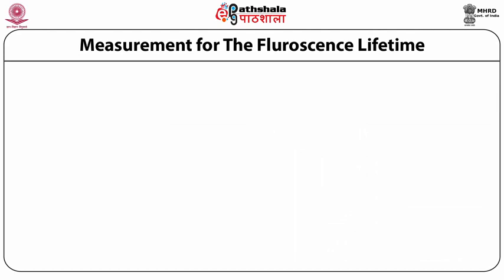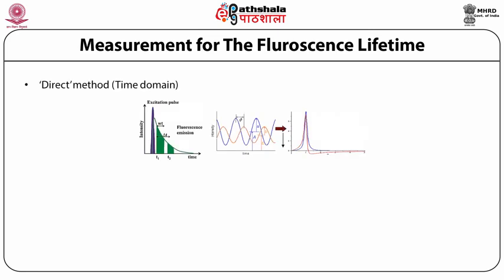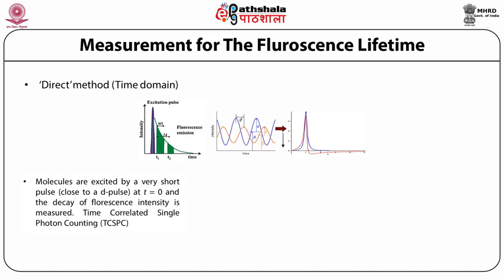Now let us discuss how to measure the fluorescence lifetime. There are two ways of measuring the lifetime. First is the direct method, where the molecules are excited by a very short pulse at t equals 0, and the decay of fluorescence intensity is then measured, usually by time correlated single photon counting. Here I at time t is equal to I at time t equals 0 times the exponential of minus t by tau. So N star at time t is equal to N star at time t equals 0 times the exponential of minus (ke plus sum over ki) t.